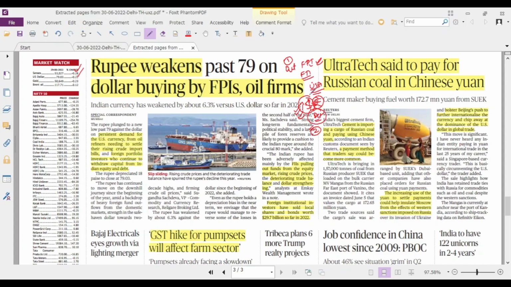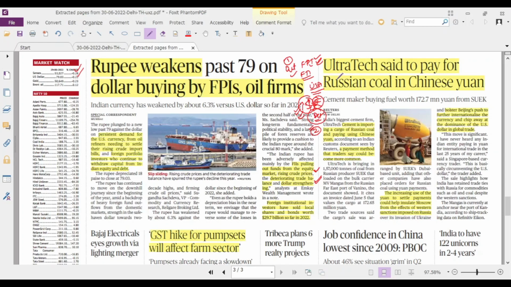So here you can see how the outflow of FPIs, the payment for high oil prices and the payment for trade balances, all this is affecting the value of rupee, and the value of rupee is getting depreciated. Here in prelims we can get an MCQ asking which of the following would affect the value of rupee, and they can give options: FPI outflows, payment of crude oil prices and unfavorable trade balances. So all of the above would be correct.